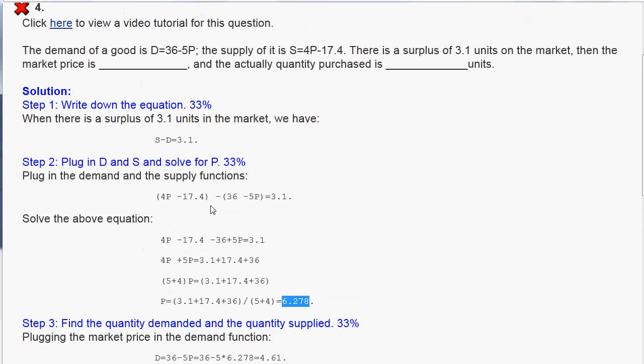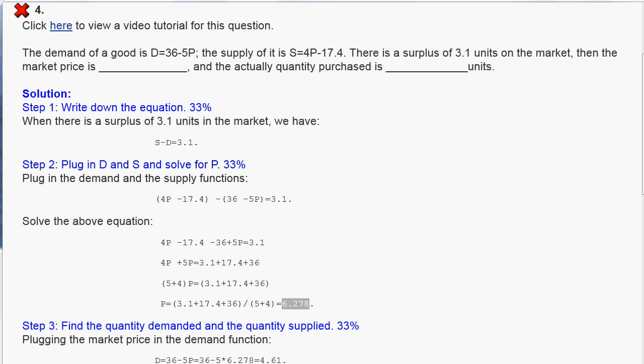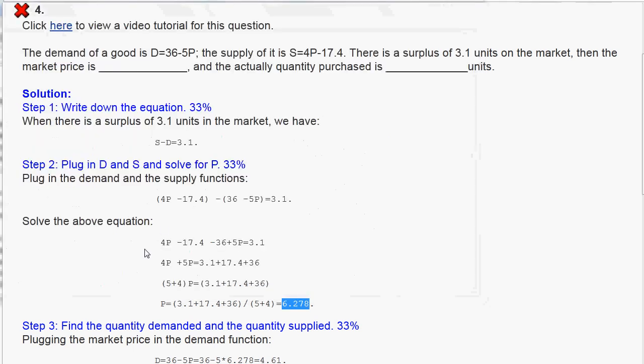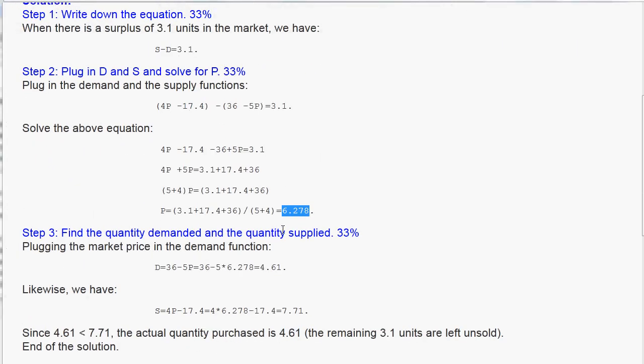Let's just look at the picture to remind us what we did here. We have this surplus here. We know the demand function. We know the supply function. Using that equation in this relation, we just solved for this price level here. Alright. Now we want to find the actual quantity purchased.